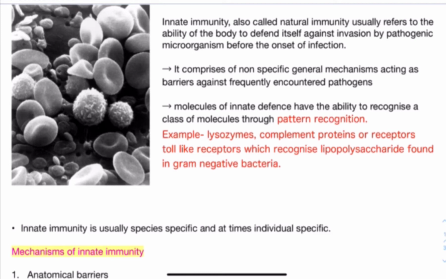So let's start. Innate immunity, we know, is a natural immunity. Usually it's referred to as the ability of the body to defend itself against invasion by pathogenic microorganisms before the onset of infection. Pathogenic here means disease-causing organism, because not all microorganisms are pathogenic. It comprises non-specific general mechanisms acting as barriers against frequently encountered pathogens.